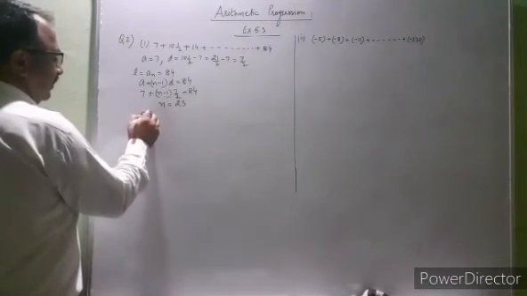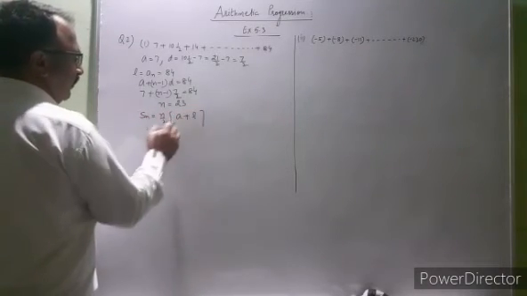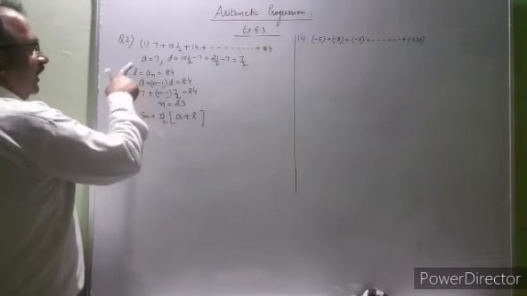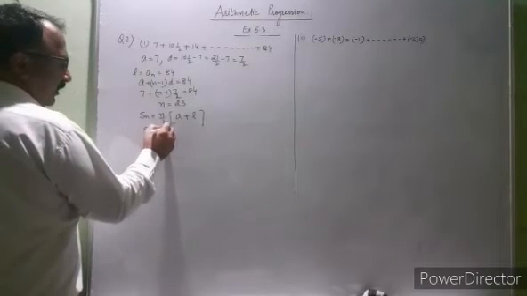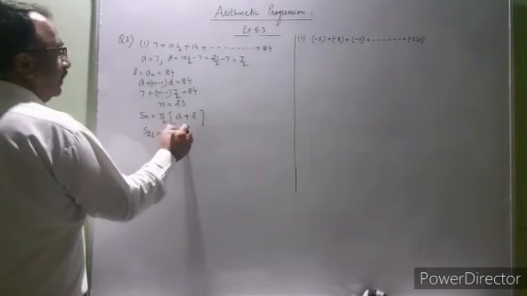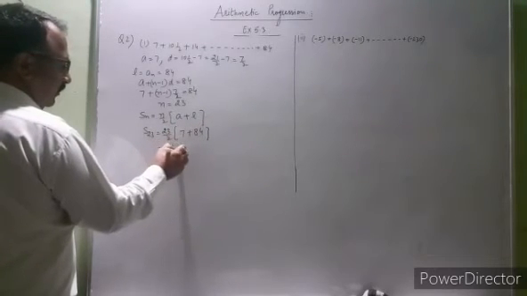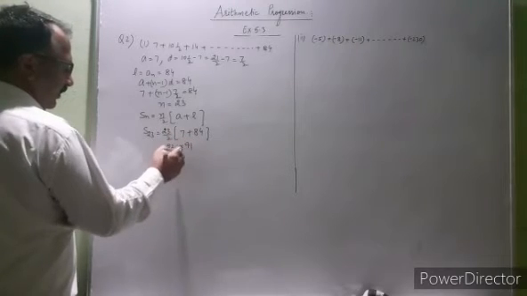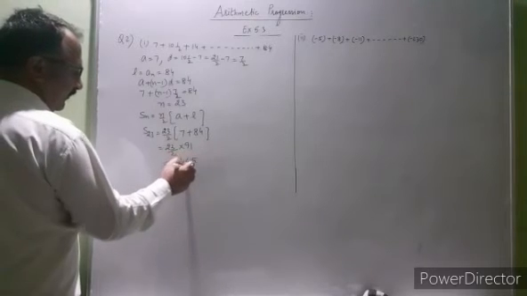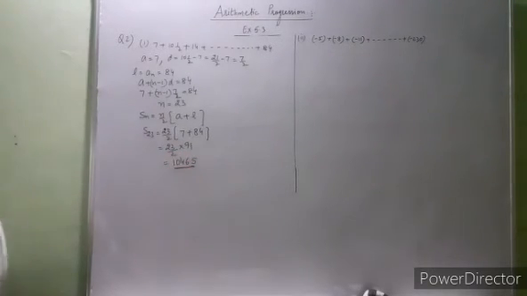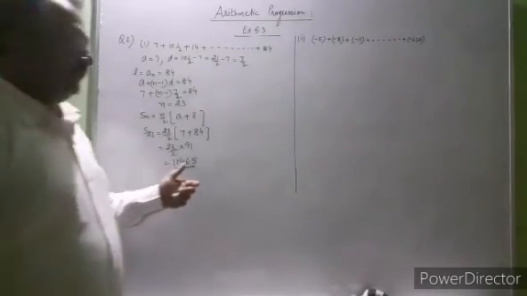Now Sn equals n by 2 times (a plus l). We can use this formula because I know the last term also, I know the first term also. S23 equals 23 upon 2 times (7 plus 84), that is 23 by 2 into 91. If you multiply and divide, you will get 1046.5. This is the sum of all these terms. Now similarly we will tackle one more question of this type.